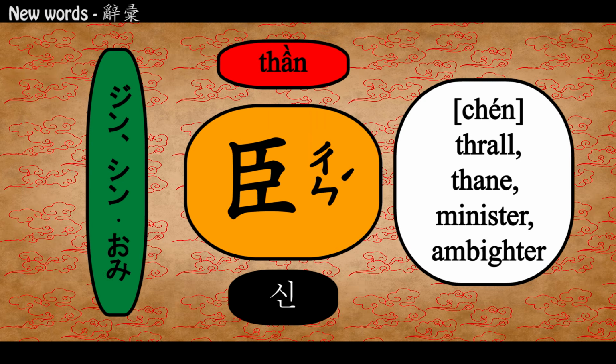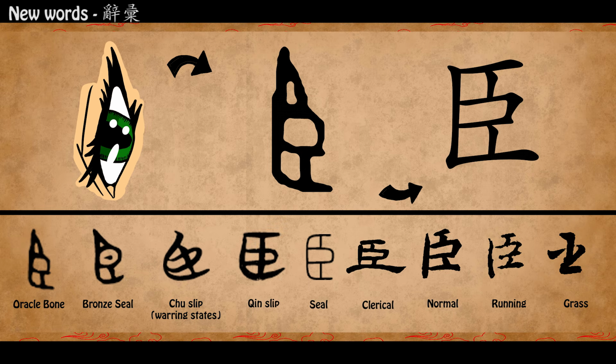Chen, thrall, thane, minister, ambiter. A drawing of an eye, mu, but turned 90 degrees, an eye looking down meekly. Like the English words minister, thane, and ambit, Chen at the earliest meant thrall or servant.